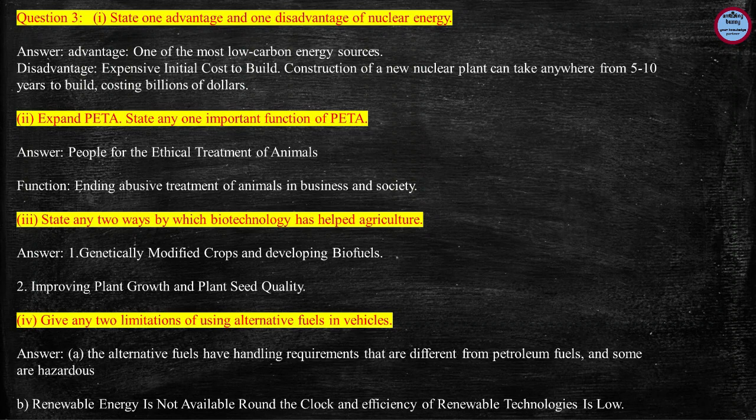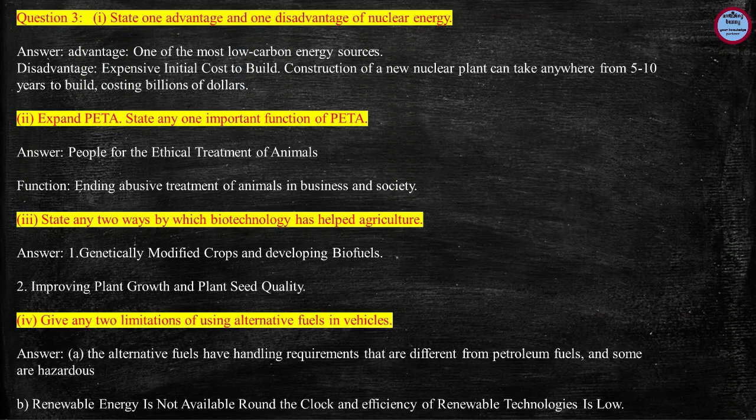Next question is state any 2 ways by which biotechnology has helped agriculture, and the answer is genetically modified crops and developing biofuels. This is the advantage of biotechnology in agriculture. Second advantage is improving plant growth and plant seed quality.